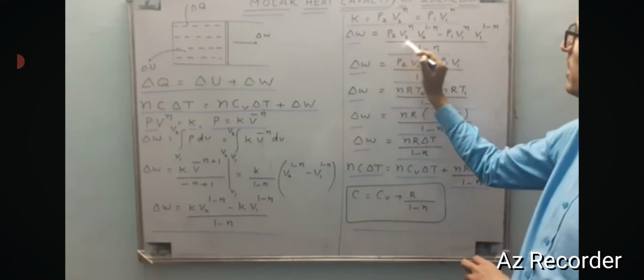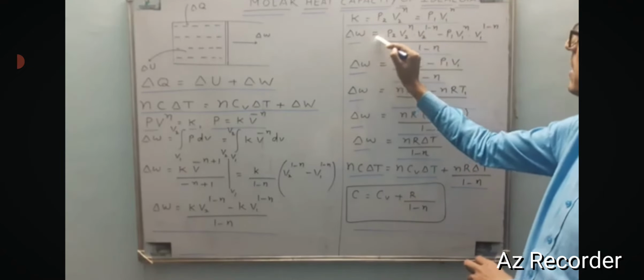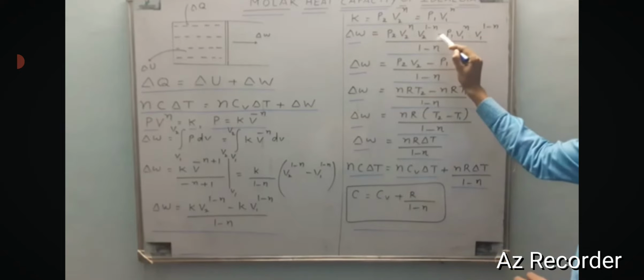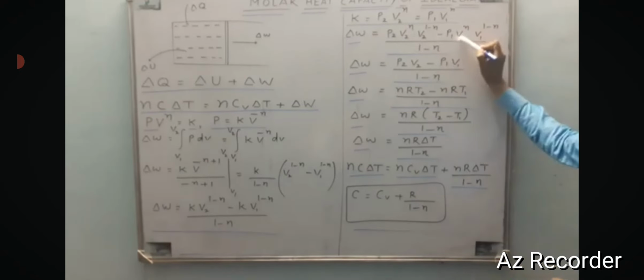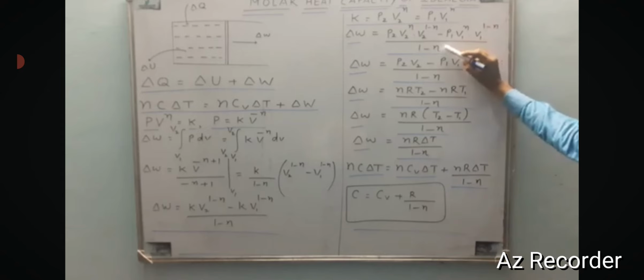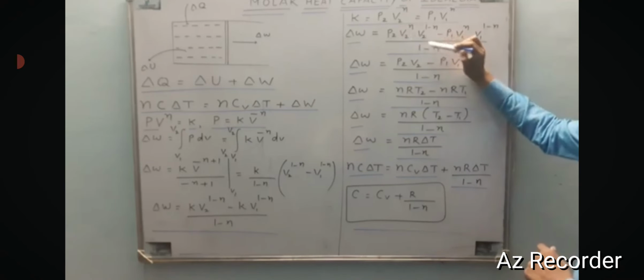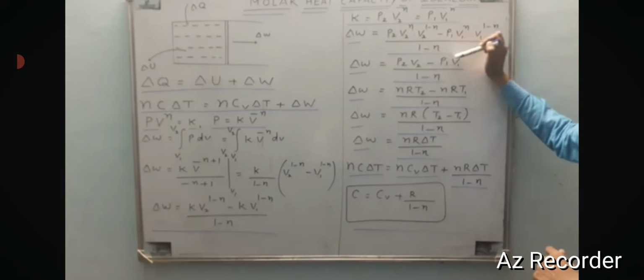Substitute the value of k, then we have delta W is equal to P2 V2^n multiplied by V2^(1-n), minus P1 V1^n multiplied by V1^(1-n), divided by 1 minus n. So here we take the base common and these n will cancel out, and we will have P2 V2 minus P1 V1 upon 1 minus n.